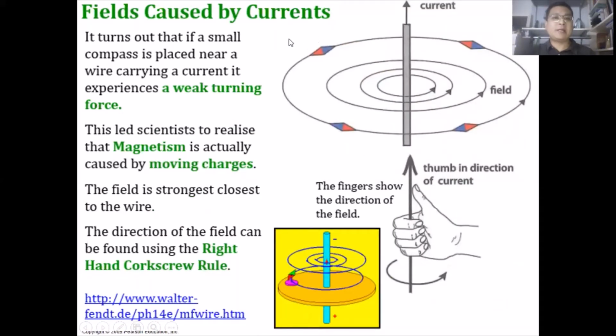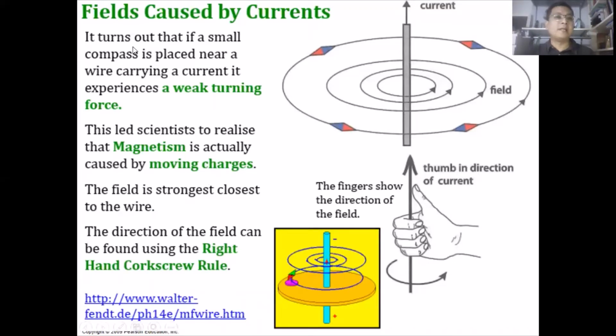Okay, we have the right-hand rule to describe the direction in the magnetic field with the current, the relationship between the current and the magnetic field. The current and the magnetic field have a correlation. The field is caused by current.